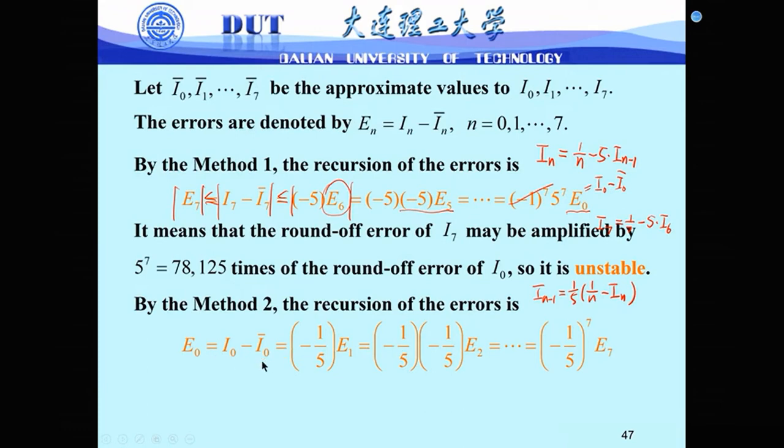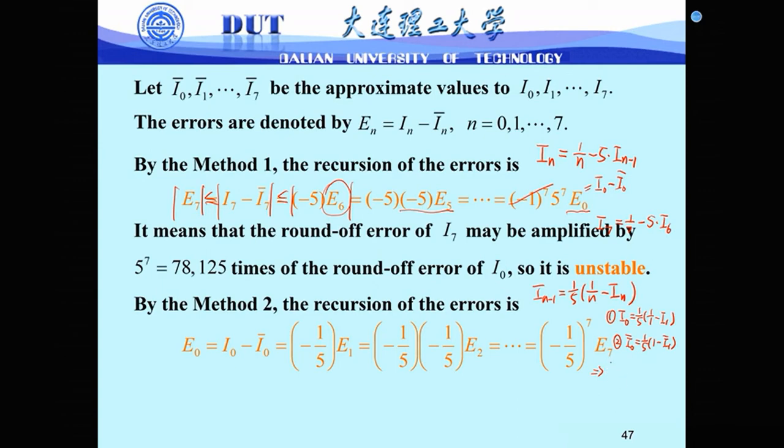Now let's consider the first term. Again, the mathematical formula is I0, when n equals 1, equals 1 over 5 multiply 1 over 1, right, minus I1. This is the exact mathematical formula. In the numerical algorithm, we use I1 bar to compute I0 bar, right? So I0 bar equals 1 over 5 multiply 1 minus I1 bar. It's okay for you? Then we can consider the error.